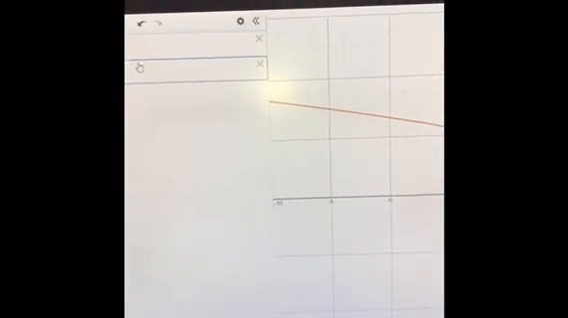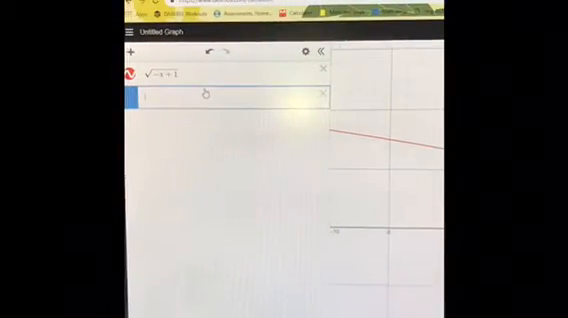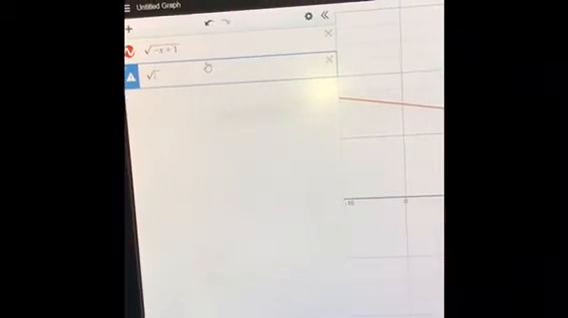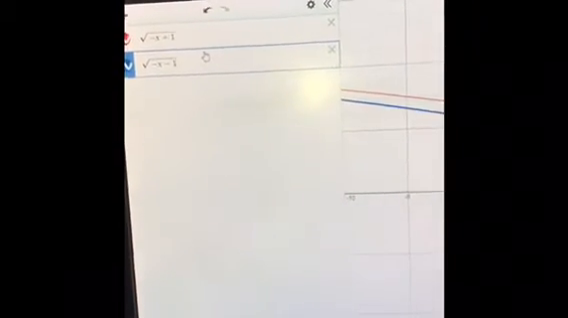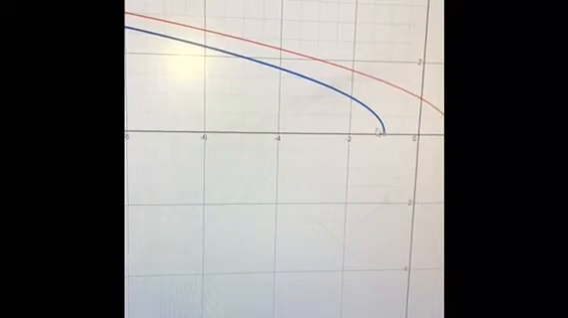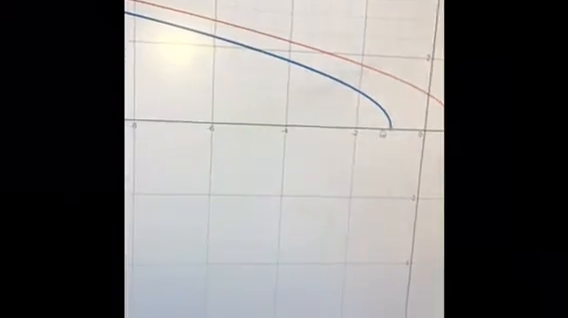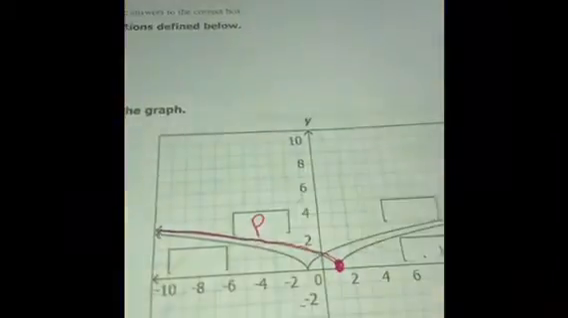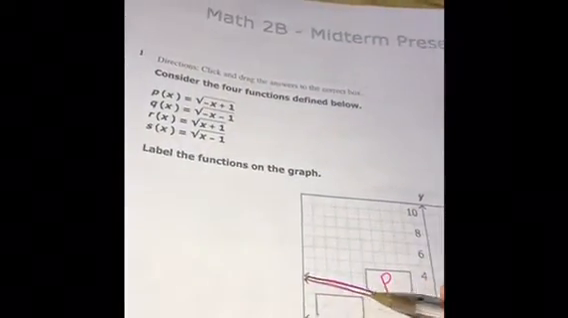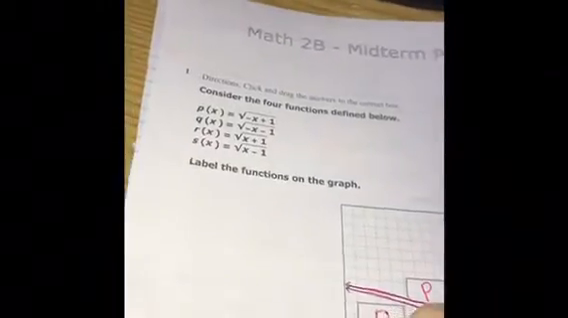Okay, now we're going to go back up to our graphing calculator, and we're going to graph Q. So we're going to type in our square root, and then we're going to type in negative x minus 1. Okay, and we come over here, and we see that it is at negative 1, 0. So we're going to come back down to our little graph and look for the one that's at negative 1, 0. And we see that it is this one right here. So that one is Q.